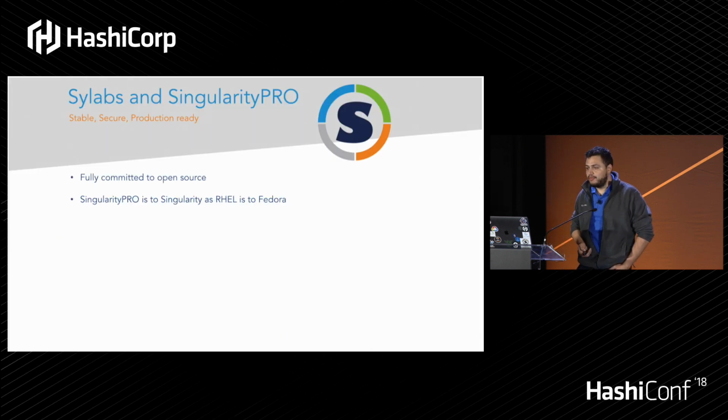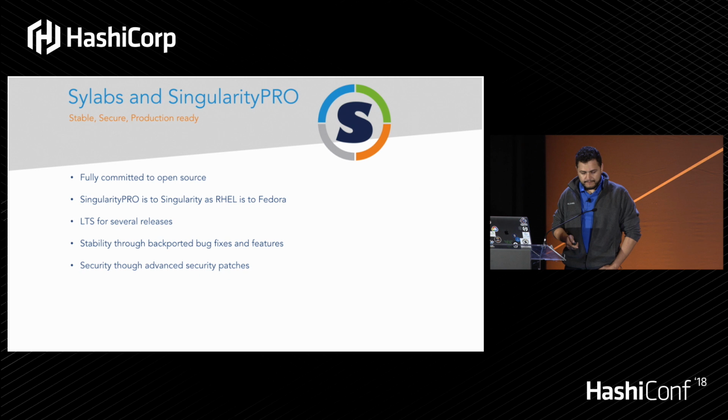We are a full open source company. Everything that we do is open source. You can just go to Sylabs' repo and start looking at everything that we do. We are working everything in Go right now. At Sylabs, we are supporting a Singularity Pro solution that is like Red Hat versus Fedora. That's the difference between open source and our commercial services. And we are always secure.